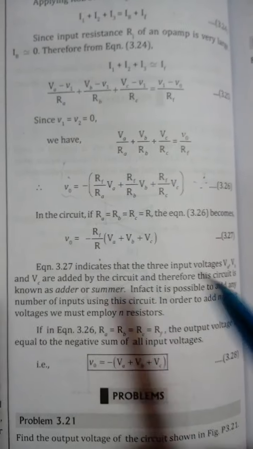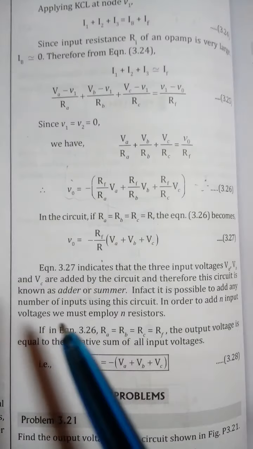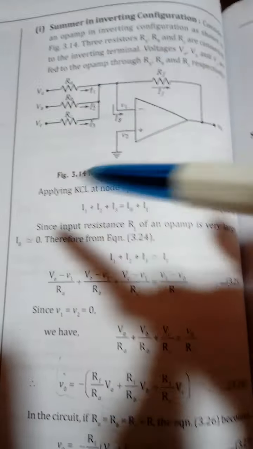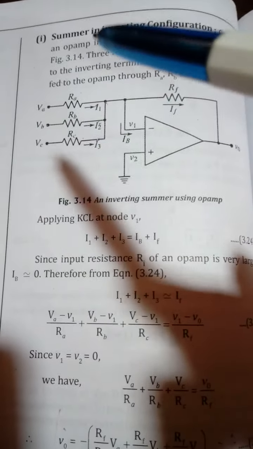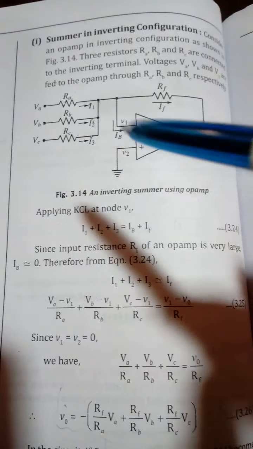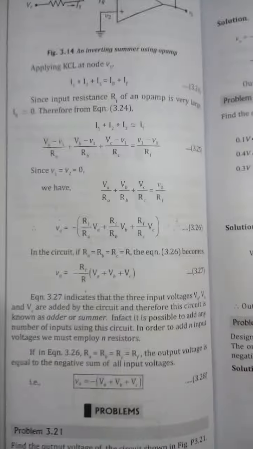In fact, it is possible to add any number of inputs using this circuit. In order to add n input voltages, we must employ n resistors. In this case, they have taken an example of 3 input voltages along with 3 resistors. If you want to add more voltages, for example 6, you need 6 resistors. So that's how the summer works. It's called an adder or a summer.